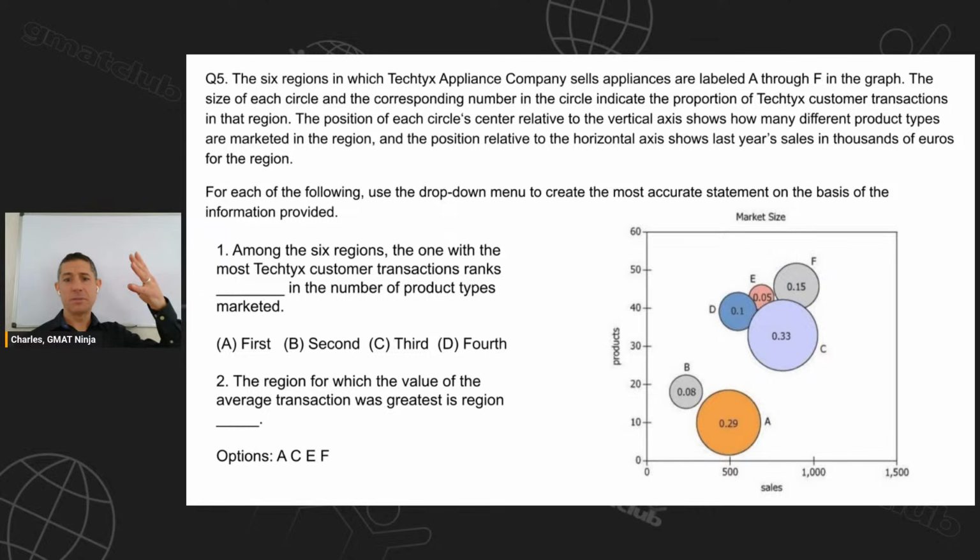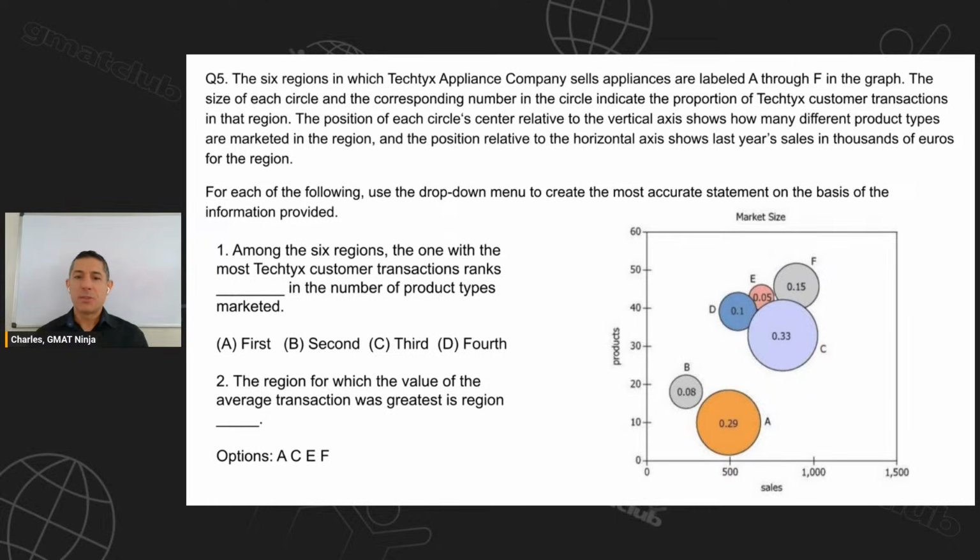It's 4th. So F has more products. E has more products. Center of D is up above the center of C. D has more products. So C has the 4th most products. So as written, this question, the answer is D for number 1.